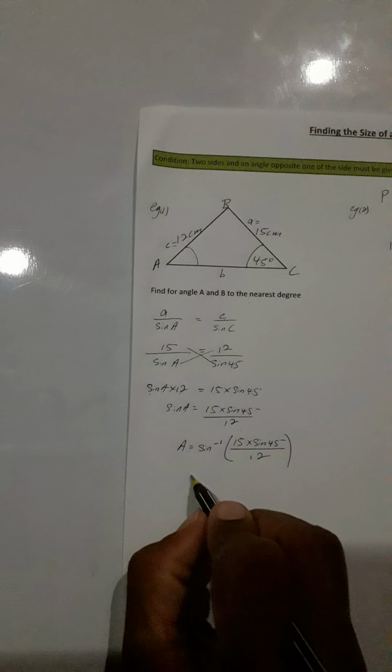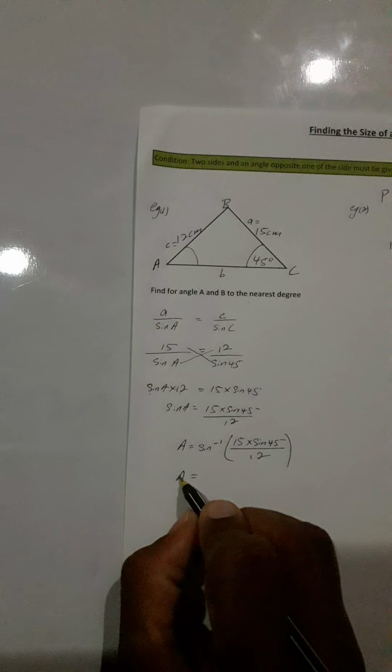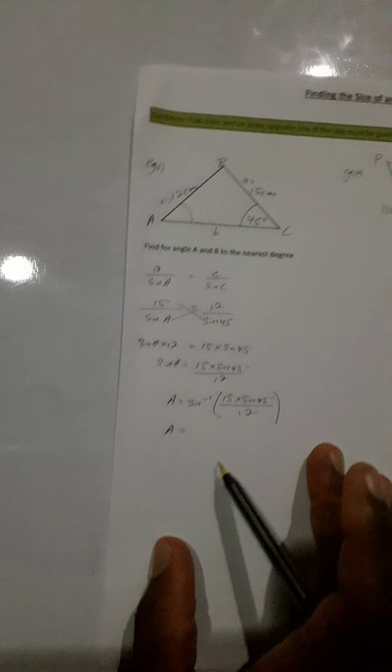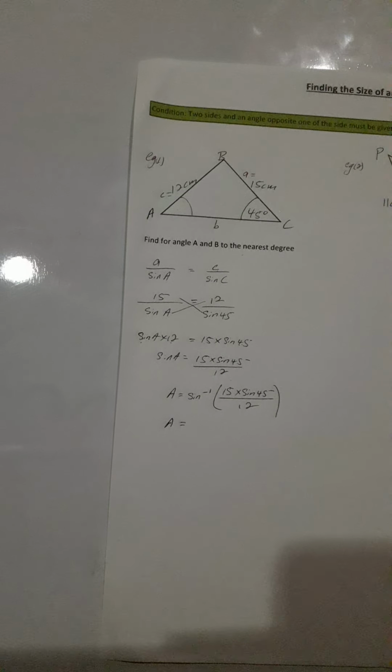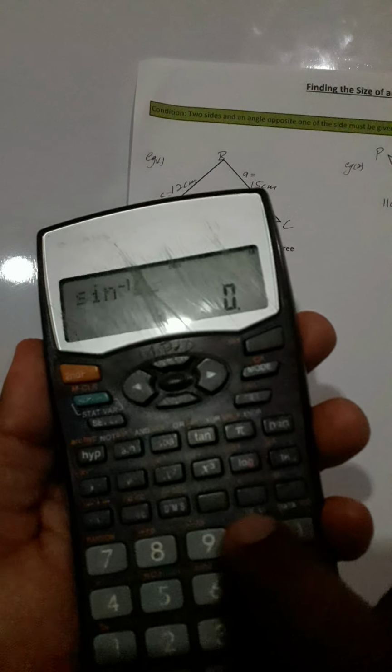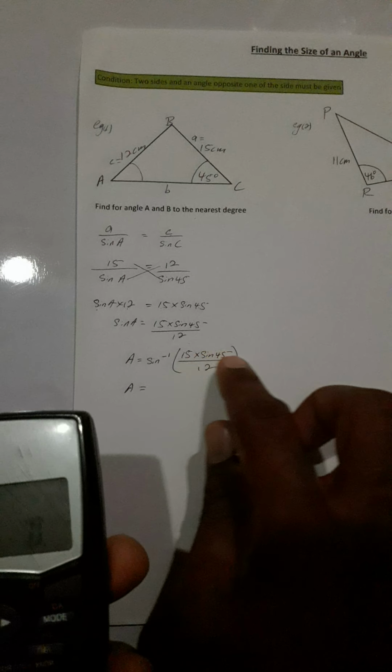And now the calculator. We'll use a calculator to help us find angle A. Good, so all you need to do is enter all of this on your calculator. Okay, let's see. So we have second function, so we have sine inverse in brackets. What do we have? 15 times sine 45.